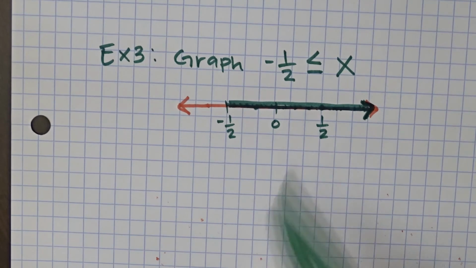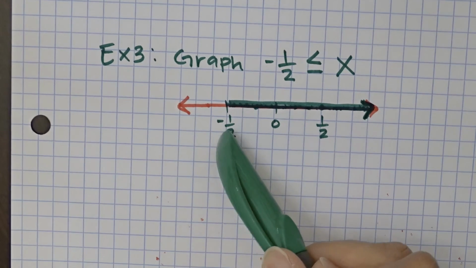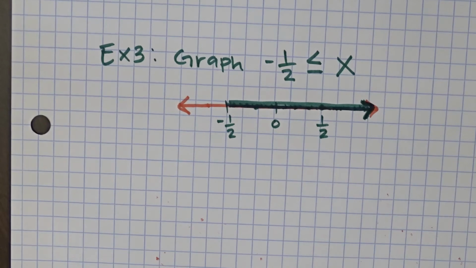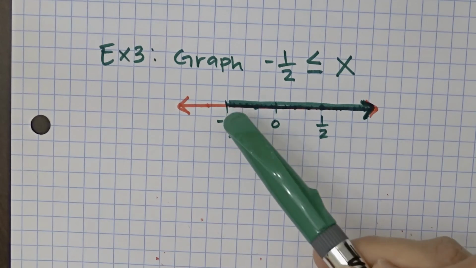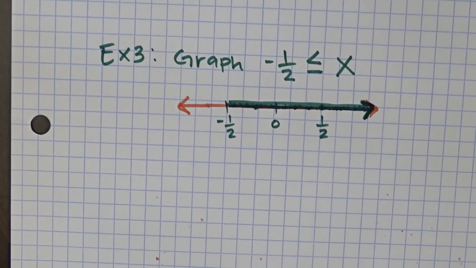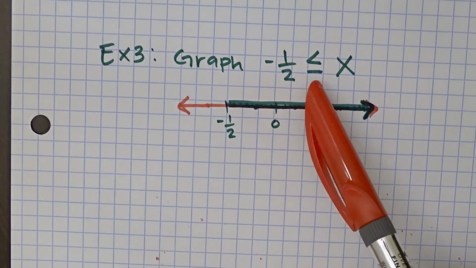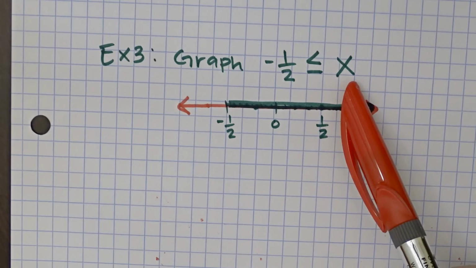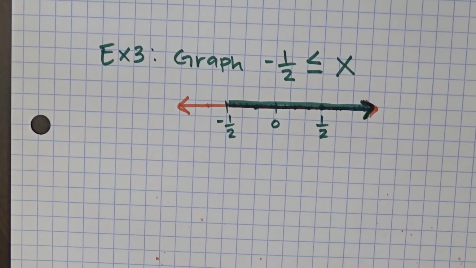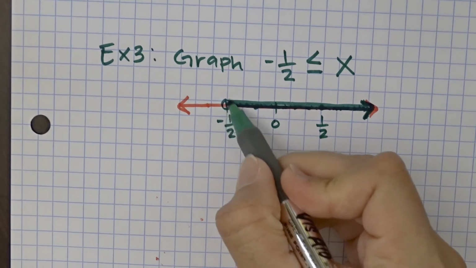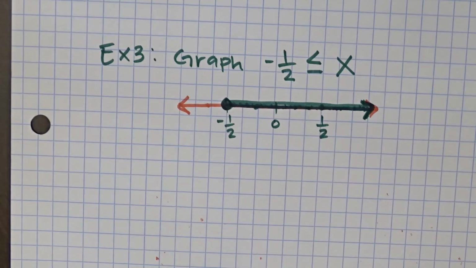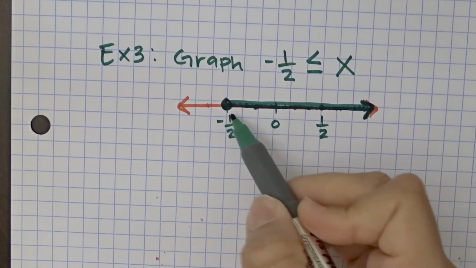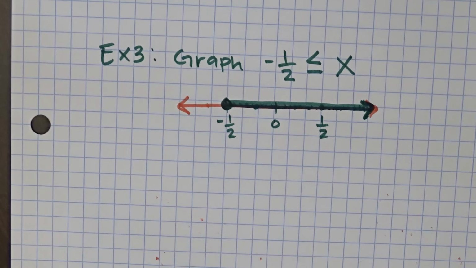So now, is it true that -1/2 is less than all of these? Yes, it is. But again, what happens at -1/2? Can we say that -1/2 is less than or equal to -1/2? Yes, we can. We can say it's equal. We do want to include the -1/2. And to include it, we shade it in. And again, remember, you got the door, close it, solid.